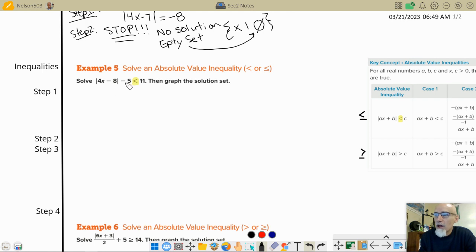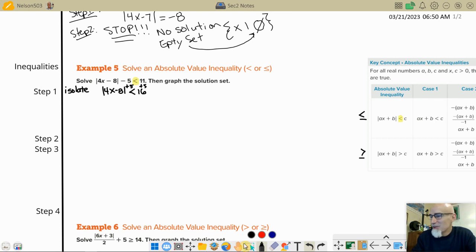So here's what we're going to do. We're going to add 5 to both sides. So first step is to isolate. It's the same as step 1 in our equations. Okay, so here we go. 4x minus 8 absolute value. After we add 5 to both sides, it's going to be less than, still the same sign. The only time we switch the sign is when we multiply by a negative or divide by a negative. I'm just adding a 5 to both sides, so I get 16. Okay, so check mark. Step 1's done.